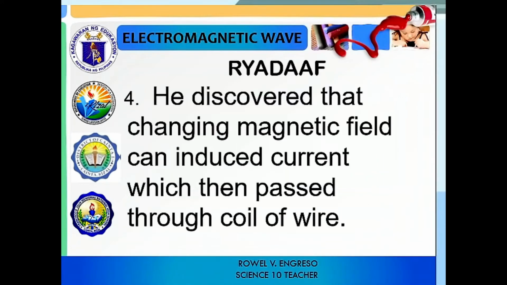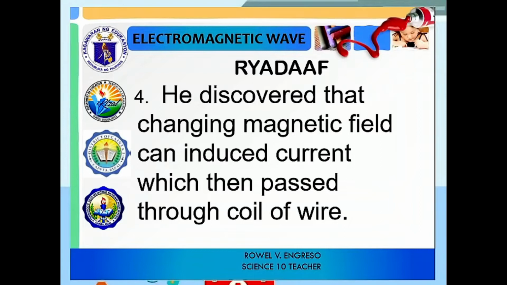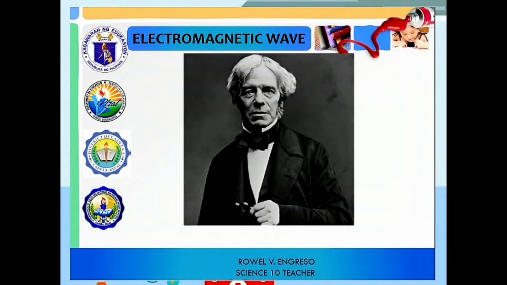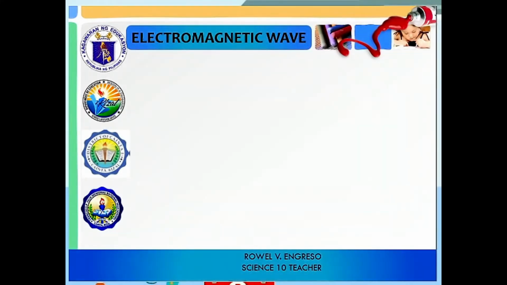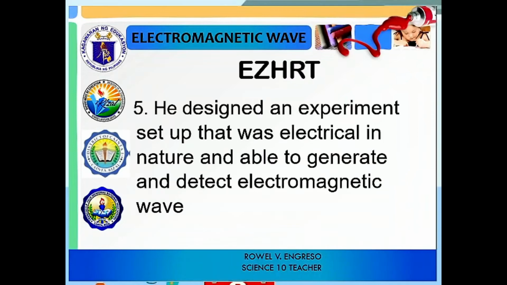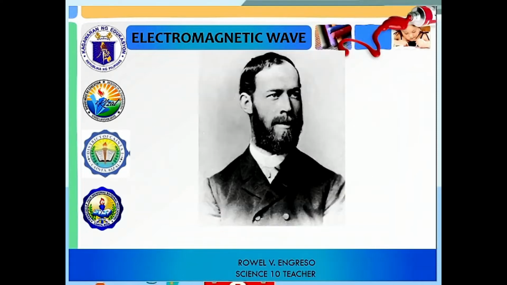Number 4. He discovered that the changing magnetic field can induce current which then passes through a coil of wire. And the answer is Faraday. And here is Michael Faraday. Number 5. He designed an experiment setup that was electrical in nature and was able to generate and detect electromagnetic waves. And the answer here, Hertz. And he is Heinrich Hertz.